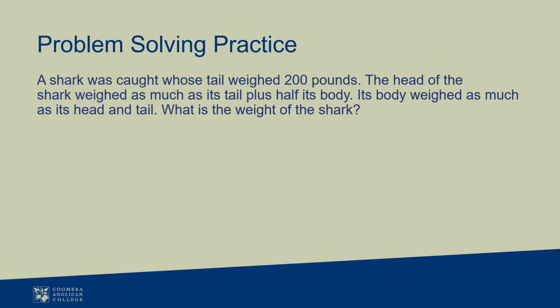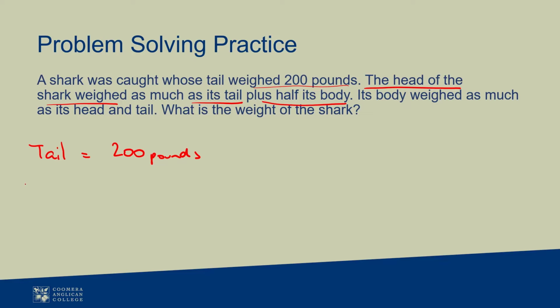All right, this is one of my favourite questions. Okay, so a shark was caught whose tail weighed 200 pounds. So the tail weighs 200 pounds. Okay, the head of the shark weighed as much as its tail plus half of its body.